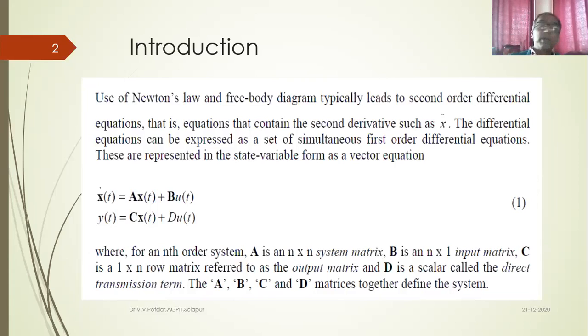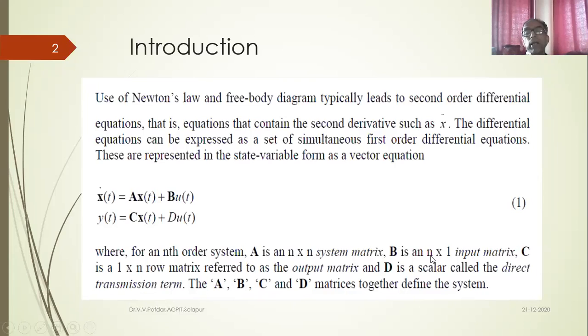Now these two equations are called state space equations, where for an nth order system, A is an n by n system matrix. Now what is this n by n? Rows and columns. N rows and n columns system matrix. A is a system matrix. B is an n by 1 input matrix.